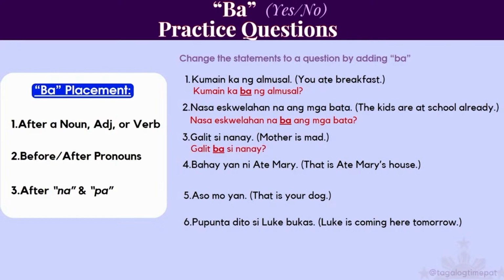Rule number 1. Number 4, bahay yan ni Ate Mary. That is Ate Mary's house. Bahay yan ni Ate Mary. Where would ba go? It would go after the noun. Bahay ba yan ni Ate Mary? Is that Ate Mary's house? Number 5, aso mo yan. That is your dog. Aso mo yan. It would be aso mo ba yan? So tricky. You might have put ba after aso, but mo is one of those pronouns that has to go before ba. And just one of those things that we have to remember again.